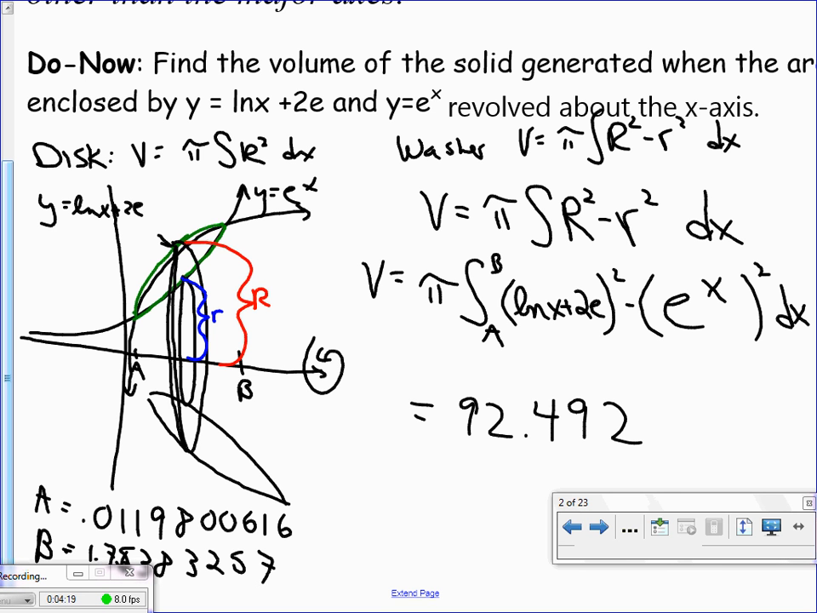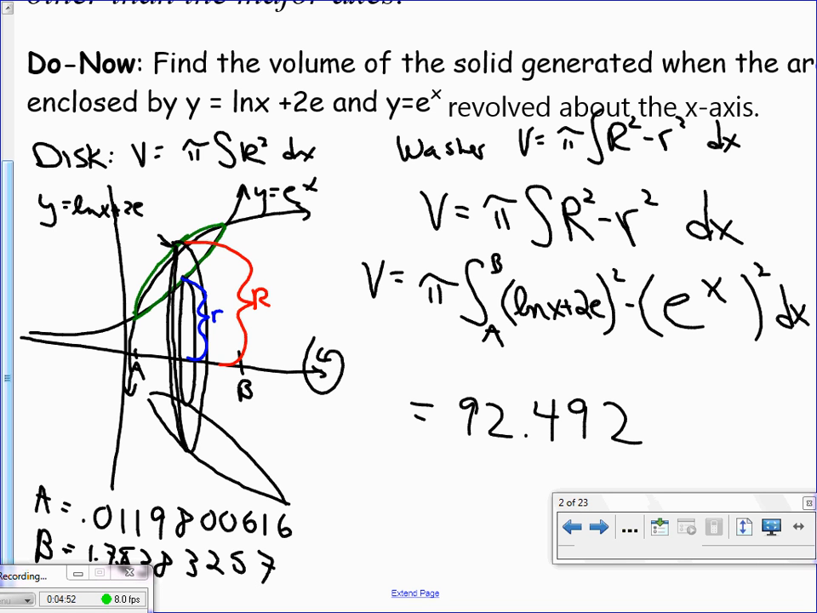Little r is the radius of the hole. It's the distance from the axis of rotation to the inside of your shaded region. So y bottom is still going to be 0, but y top is going to be y on the other graph now, e to the x. So it's e to the x minus 0 for little r. It's really important that you see for the washer method that big R, you go from the axis of rotation to the outer function, and little r, it's the axis of rotation to the inside function, which is which.